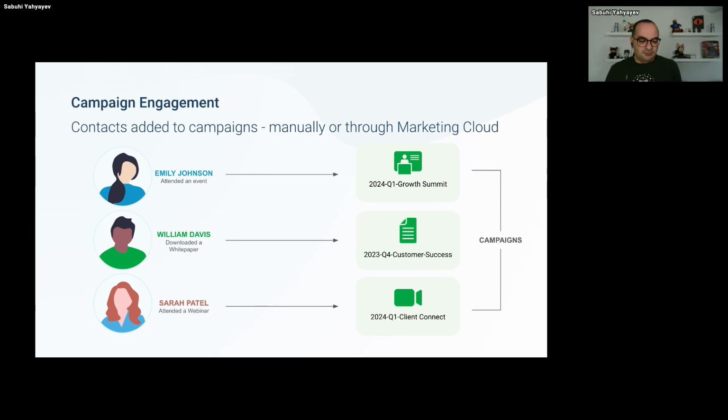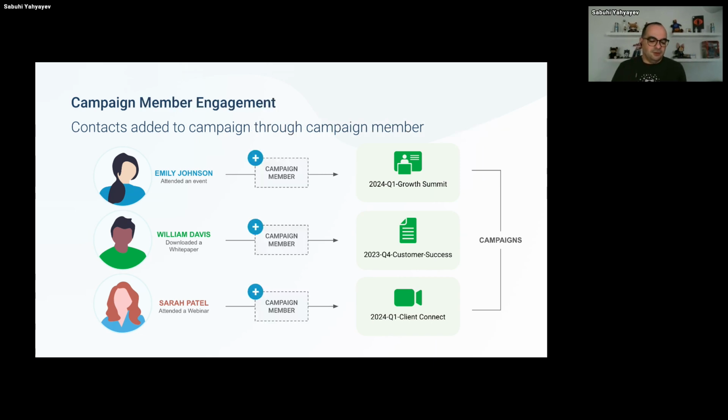In most cases, I'm hoping that you're creating a campaign to capture those people. So you have a growth summit that happened, Emily attended, so you added that person to a campaign, either manually or through Account Engagement or any marketing automation platform you use. Similar for William, added to the customer success white paper, and Sarah attended the Client Connect webinar. Once they're added to each campaign, of course, they become a campaign member, which is really important, because we can have so much state stored in the campaign member, which we will touch base on at the end.